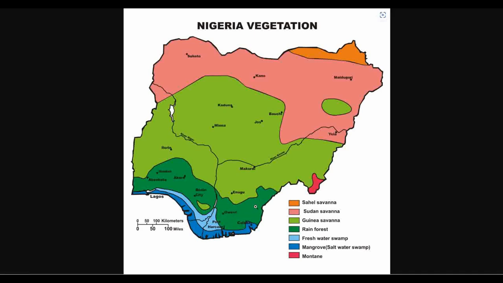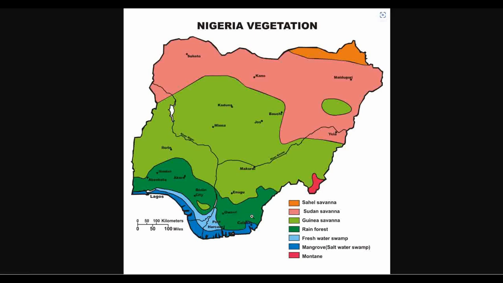All right, now this is the old map of Nigeria, so you may not have Abia here. You might not also find Akwa Ibom, because this used to be part of Cross River. All right, and also you will not find Delta here. That used to be part of Bendel. Okay, so by then, you should know that all of this region represents the tropical rainforest in Nigeria.